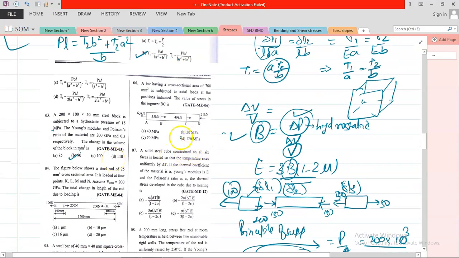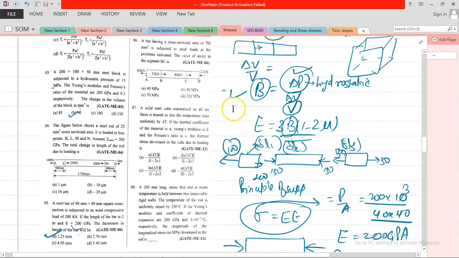Now in the next question, a bar having a cross section area of 700 mm square is subjected to axial load. We need the stress in the segment BC. I just want to remind you of the concept of the principle of superposition. Divide the whole body into three parts, then equate the state of equilibrium for each part, and then you can obtain the stress in the segment BC.